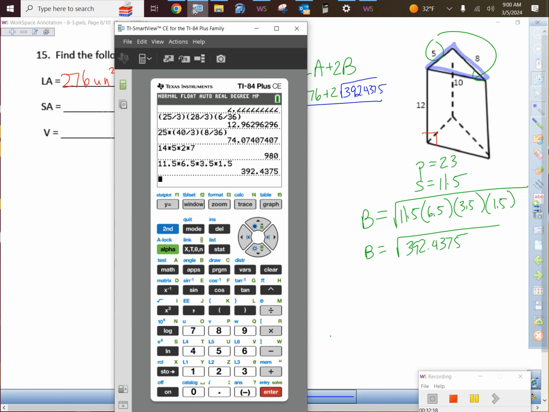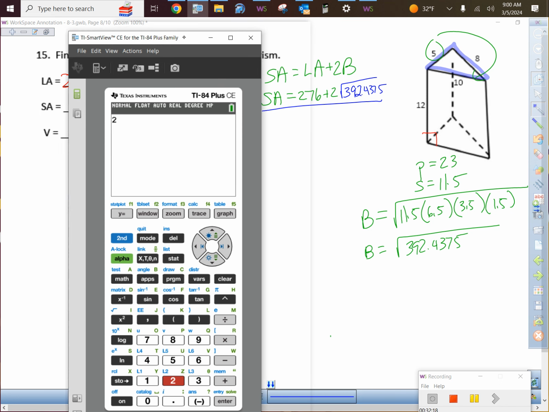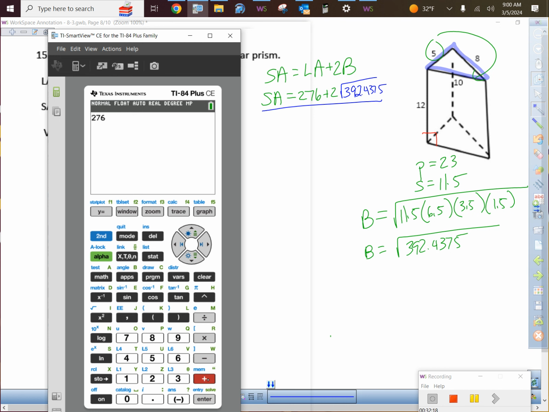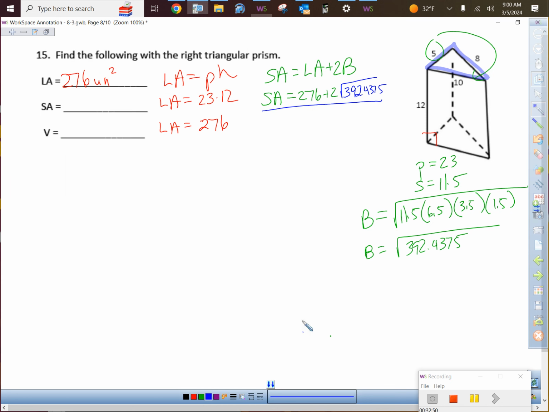And now we'll use our calculator to punch that in. You just literally hit it from left to right. 276 plus 2 square roots of 392.4375. You see you got the square root sign around that and everything. It equals. Don't clear that out of your calculator because we'll use it in a second again, but we'll round that to the nearest tenth. About 315.6 units squared. But this over here needs to be written so I can see what your exact answer was.